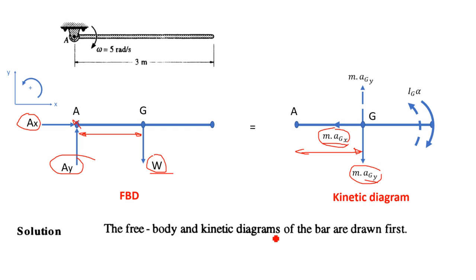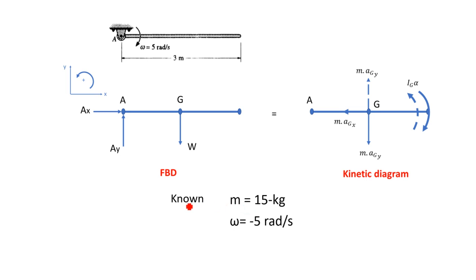Now the free body and the kinetic diagrams of the bar have been drawn first, and then we're going to go to the step of doing the analysis. First, we need to know what we have. We know that the mass is 15 kilograms and the omega is minus 5 radian per second, minus because it's going in the clockwise direction. Now the unknowns are going to be the AX, the AY, and the alpha.